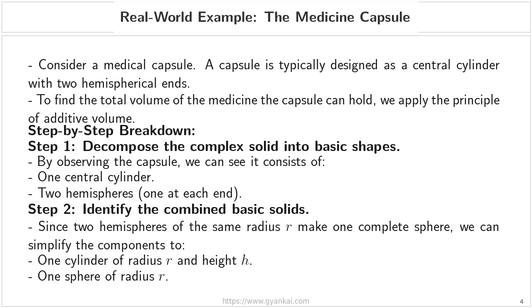In step 2, we can actually simplify our work. Since we know from our previous lessons that two hemispheres with the same radius, let's call it r, fit together to form one complete sphere, we can simplify our components. Instead of calculating two separate hemispheres, we can simply treat the capsule as being composed of one cylinder with a radius r and a height h, and one single sphere with the same radius r. This makes our upcoming calculations much more straightforward.